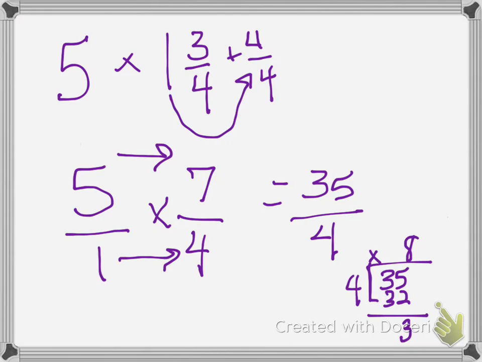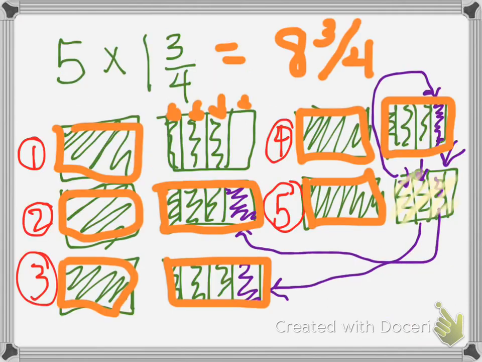My remainder is going to be written as 3/4. So I know that 8 3/4 is going to be the same thing as what I got on the previous problem when I drew a picture using models. So I know I got the same thing both times.